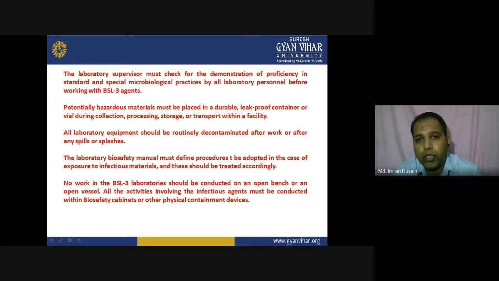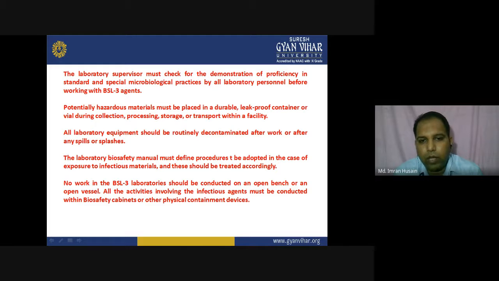Laboratory supervisor must check the demonstration of proficiency in the standards. Standards should never be compromised in a BSL-3 facility, and special microbiological practices by all laboratory personnel before working in BSL-3 agents. Potentially hazardous materials must be placed in a durable leak-proof container or a vial during collection, processing, storage, or transport within the facility. So, when you are dealing with hazardous material, they should always be stored in a leak-proof container. Okay. All the laboratory equipment should be routinely decontaminated after work or after any spills or splashes.